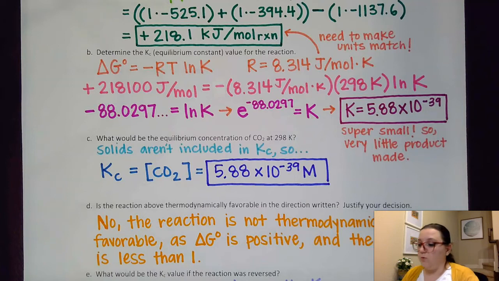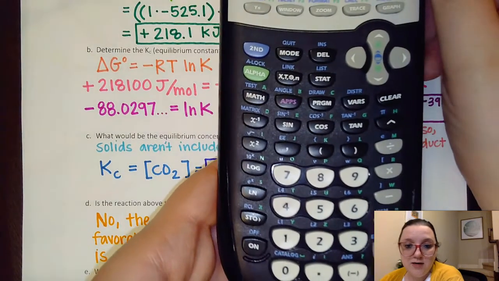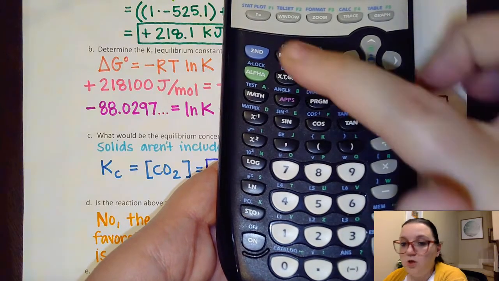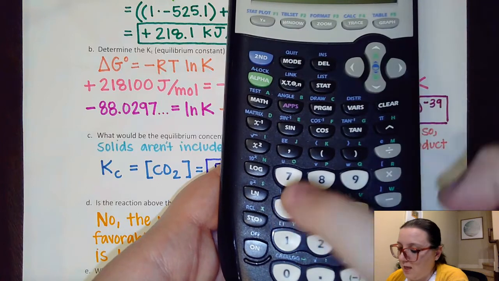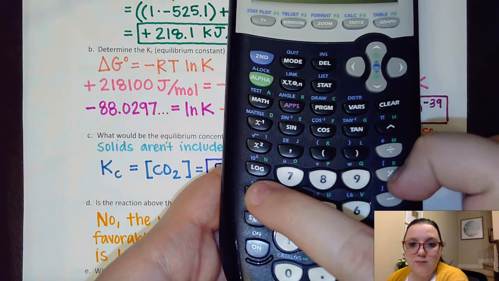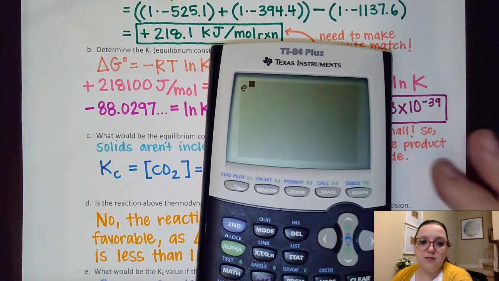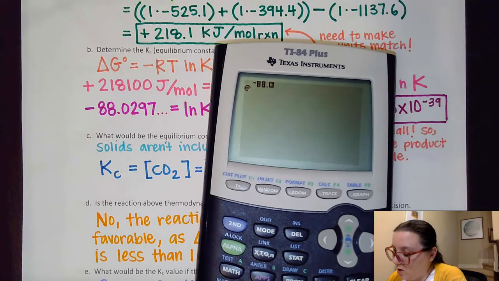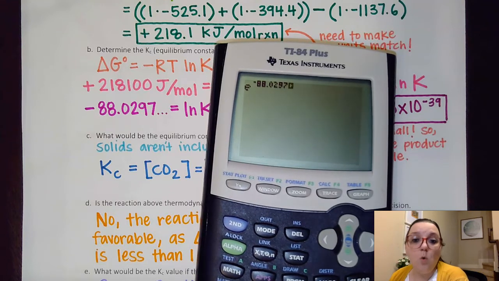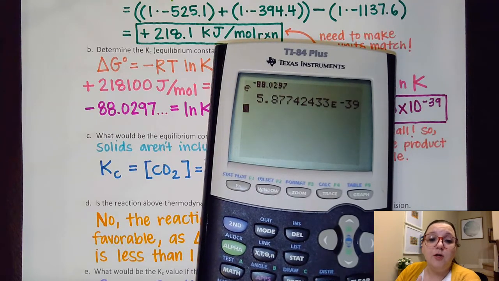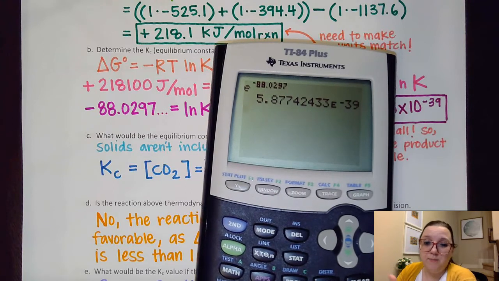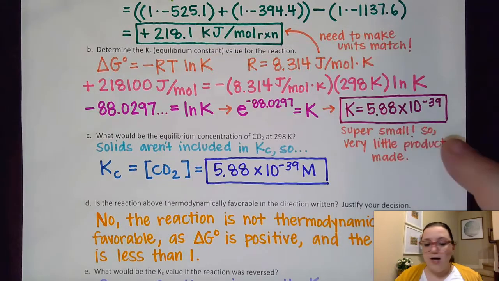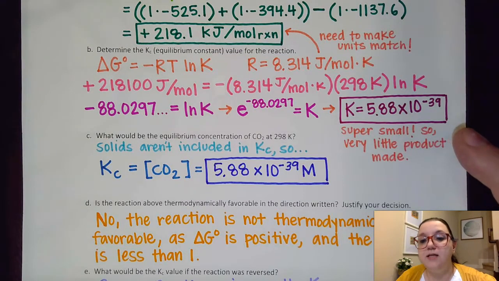Now if you're unfamiliar with where your e key is at, this is a different e key than when you're doing exponential form. You want to do the second button and then this ln, where you see e to the x above it, okay? And so that'll put this in your calculator, and then you can plug in that negative 88.0297. Or if you had the previous answer in there, you could do e raised to the answer, and that might be a little faster. So here's the value I got, okay? I got K equals 5.88 times 10 to the negative 39.